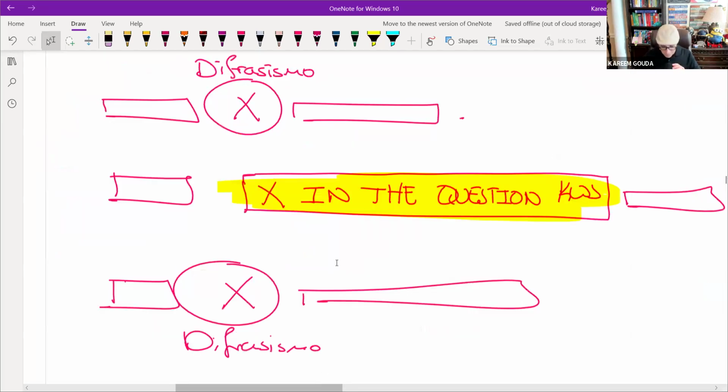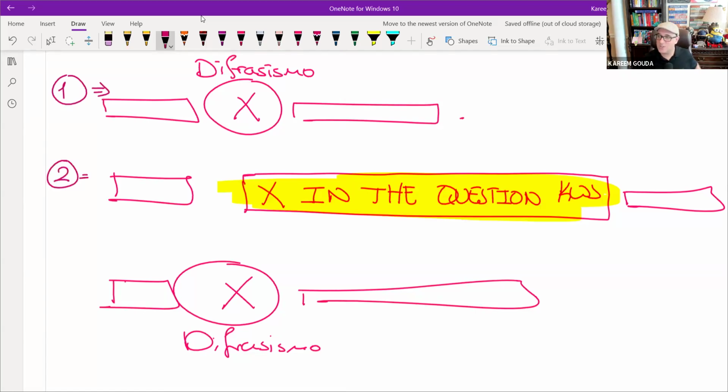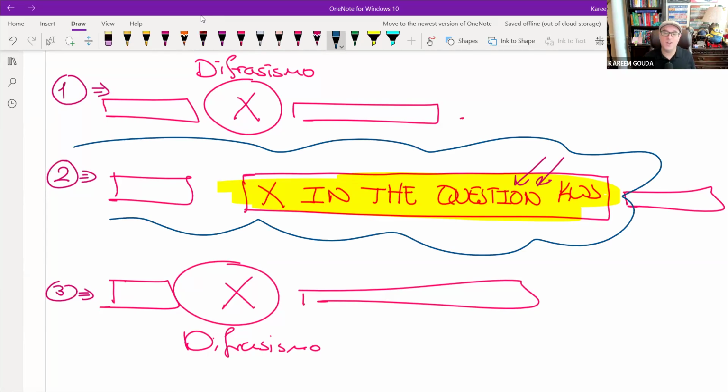So, right here, for the first time, we talked about this differencismo thing. Then, right here, we talked about it exactly as it was in the question. Then, right here, we talked about it one more time. The question says, which of the answer choices supports this part in blue?